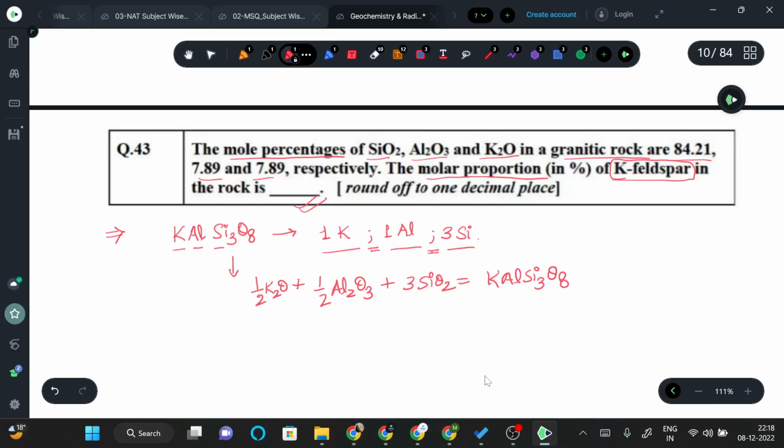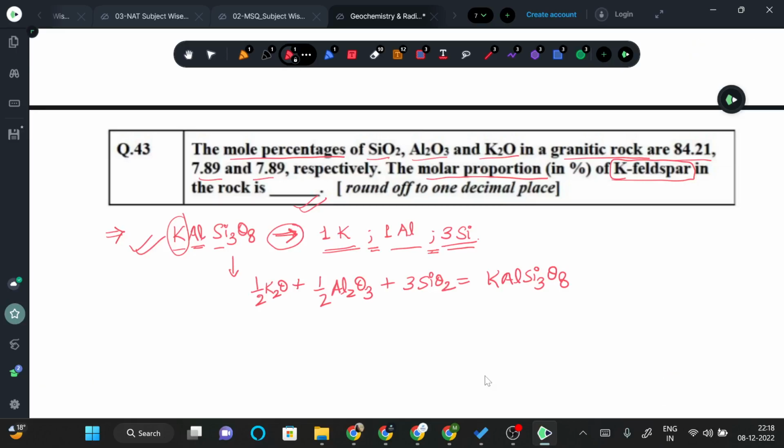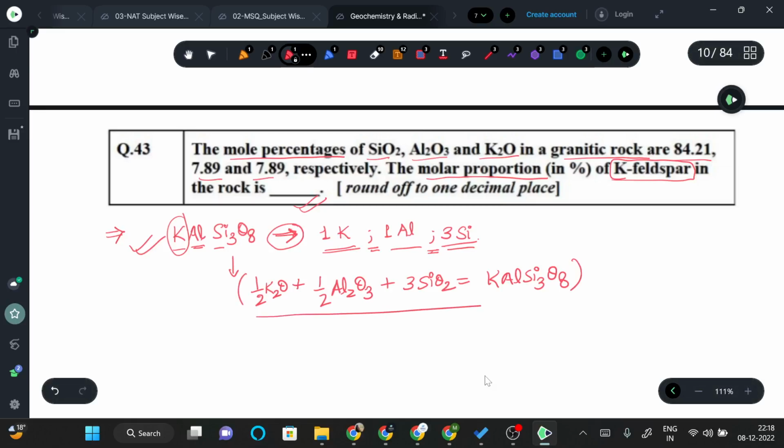That is why I have not mentioned the equal sign here. I am just talking about number of moles. In KAlSi3O8, how many moles of potassium are there? 1, right? Similarly, 1 mole of aluminium, 3 moles of Si, and then 8 moles of oxygen atoms. We are talking about individual atoms here. And yes, what you were talking about, this is the thing over here.